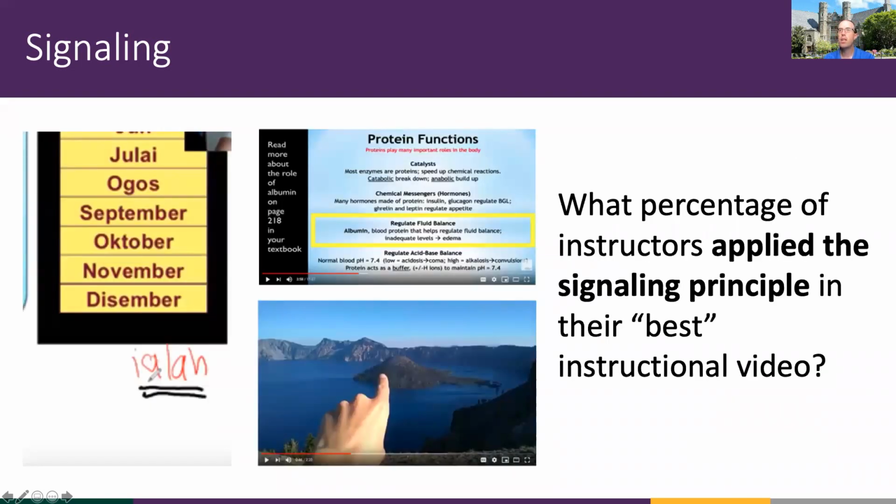So, what percentage of instructors applied the signaling principle in their best instructional video? And you see some examples from the actual video artifacts here on the screen.